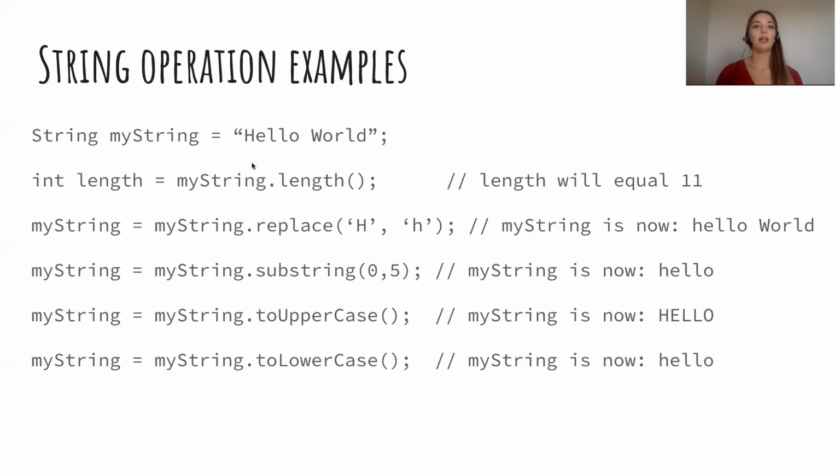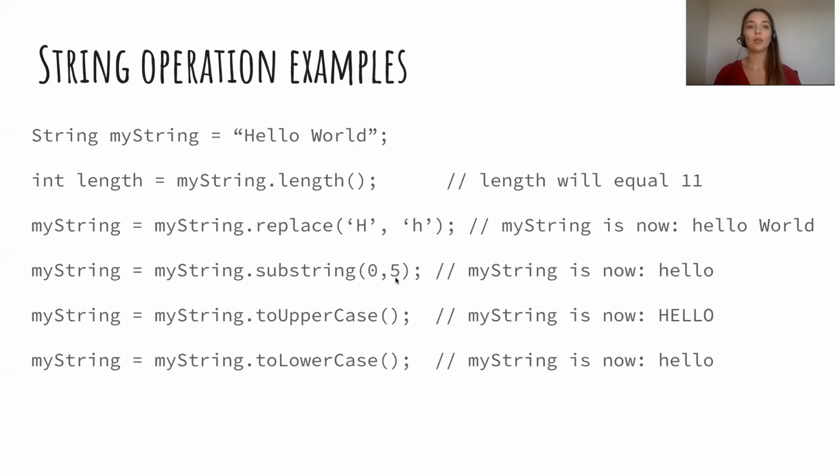If we have hello world and we replace capital H with lowercase h, what this will return is hello world with a lowercase h. Remember, before it was uppercase. Additionally, if there were more capital H's in hello world, it would also update those other H's to be lowercase h. Substring is going to grab from 0 to 5.